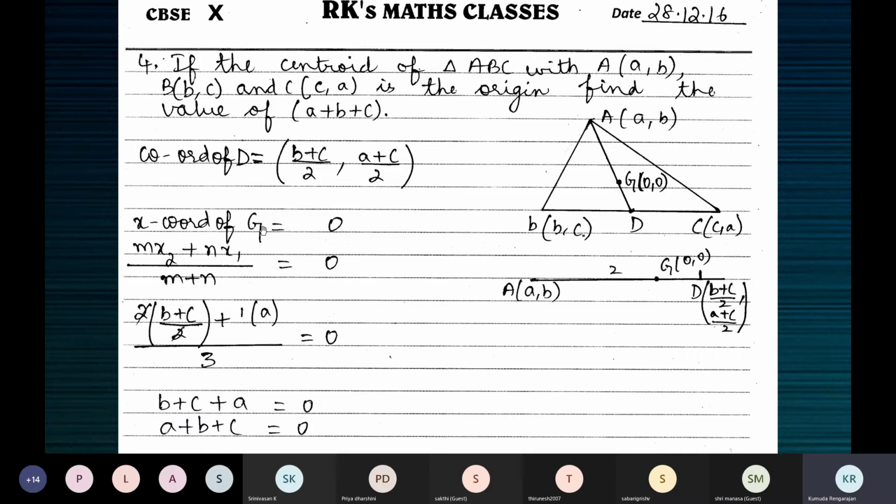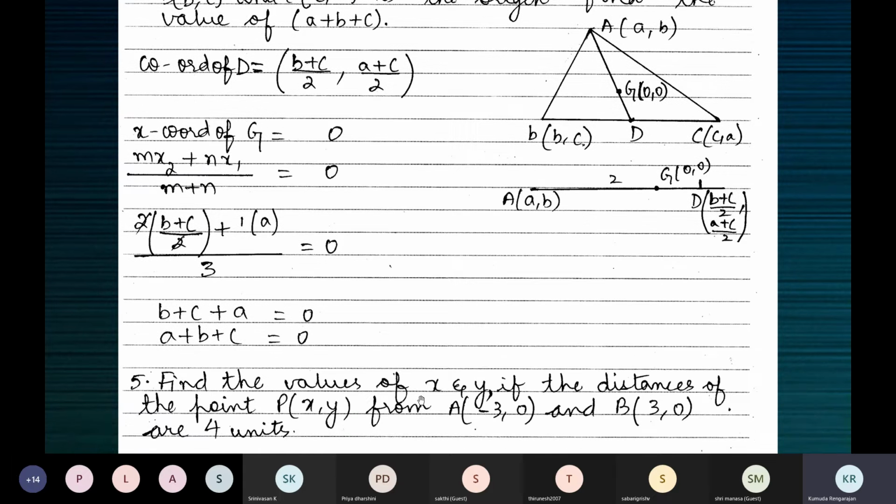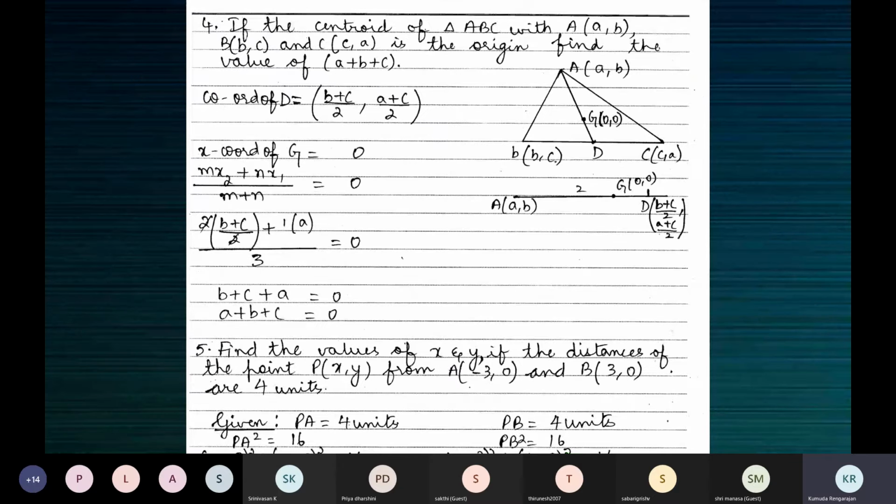So how do we find the x coordinate of G? X coordinate of G is 0. But how do you find it? Mx2 plus nx1 by m plus n: 2 into x2 plus 1 into x1 by 2 plus 1. But that is 0. So on cross multiplying, you will find A plus B plus C is 0. Or you can also use the y coordinate of G. So earlier students were expected to do like this if it was not for 1 mark.